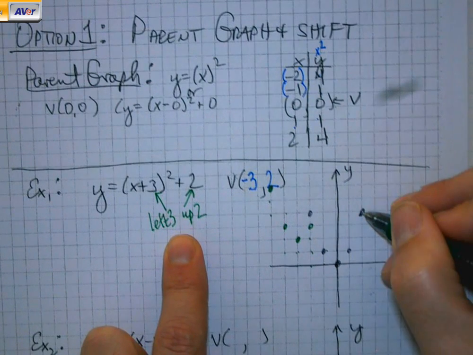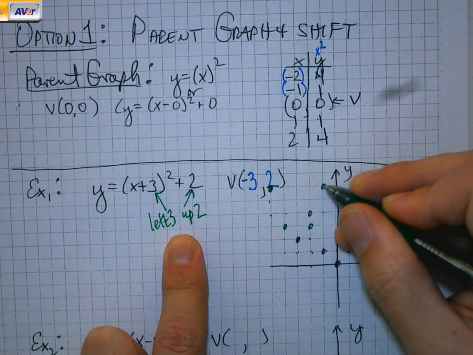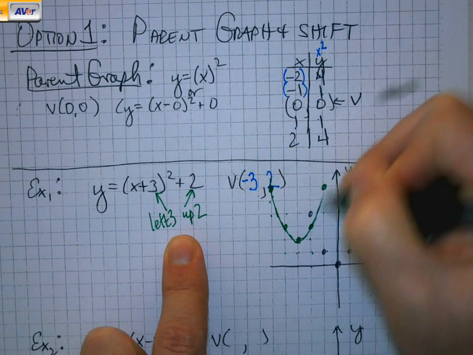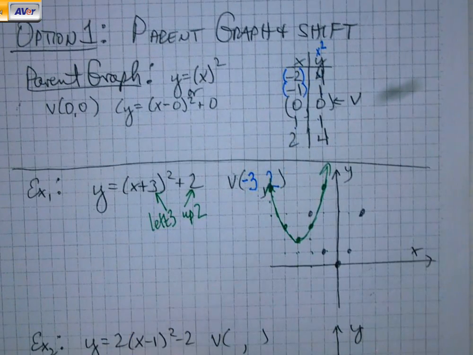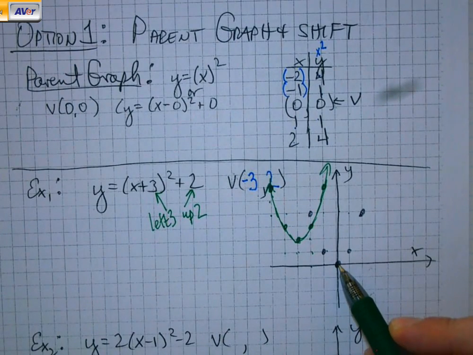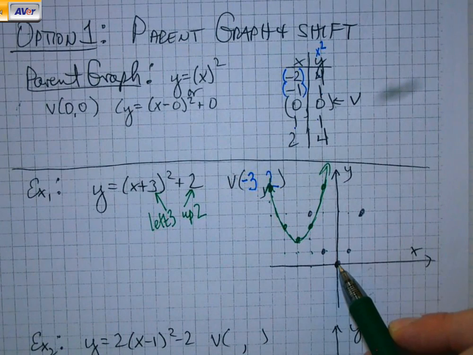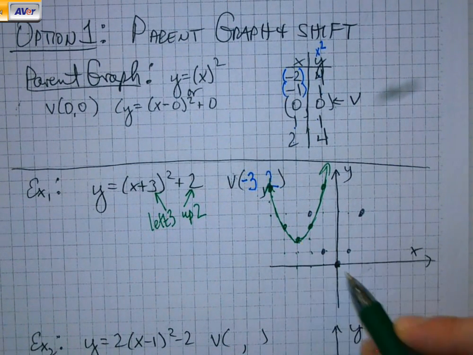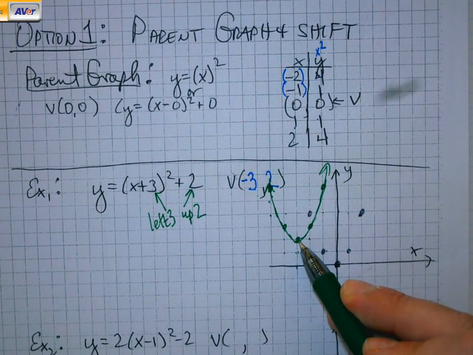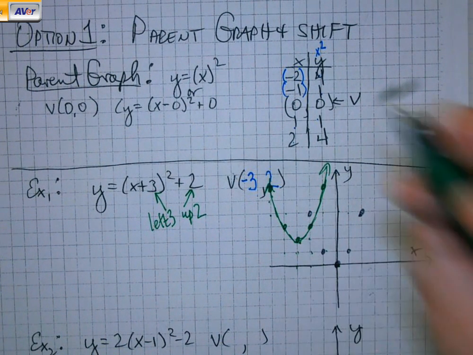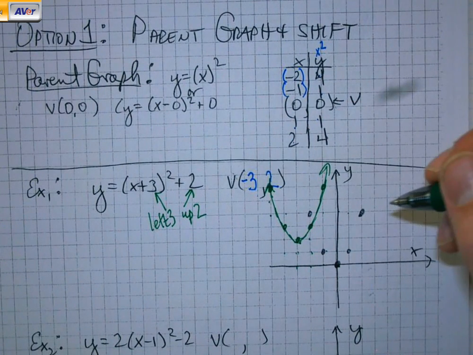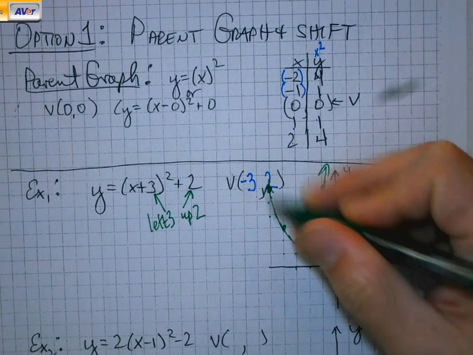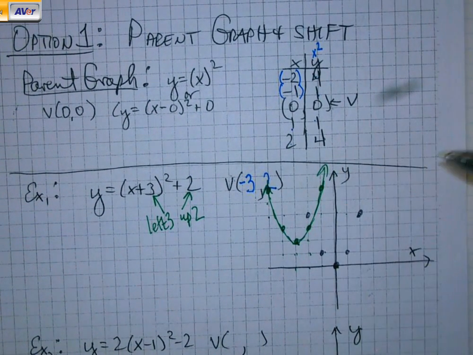Up 2. Left 3 and up 2. And here's what I want you to take special note of. Here was my vertex, my parent graph, my centerpiece. When I went left 3 and up 2, I ended up at the point negative 3, 2. So it's kind of my double check. It's like, hey, that's my new centerpiece. That's where my graph changes direction. It stops going down, starts going up.